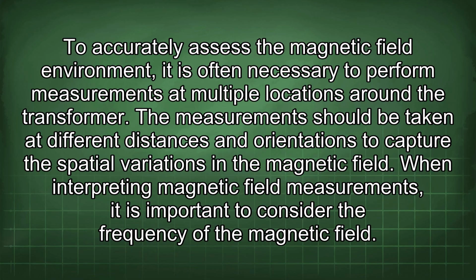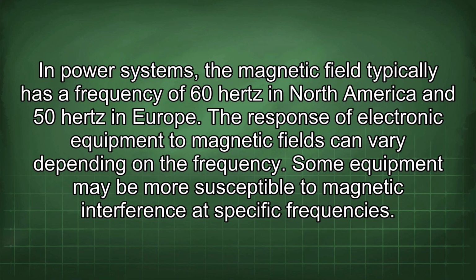When interpreting magnetic field measurements, it is important to consider the frequency of the magnetic field. In power systems, the magnetic field typically has a frequency of 60 Hz in North America and 50 Hz in Europe. The response of electronic equipment to magnetic fields can vary depending on the frequency. Some equipment may be more susceptible to magnetic interference at specific frequencies.